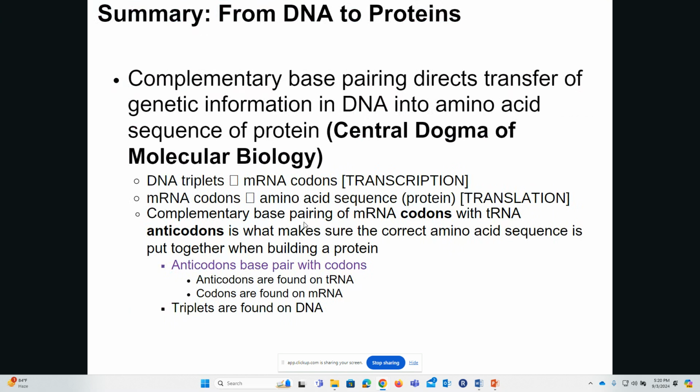We have the protein. During this entire process, complementary base pairing directs the transfer of genetic information in DNA to amino acid sequence. So we go DNA triplets to mRNA codons, and that's transcription, and mRNA codons to amino acid sequence, or protein, is translation. It's triplets in DNA, codons in mRNA, and anticodons in tRNA. And anticodons pair with codons. And we still use base pairing rules, but keep in mind base pairing rules are slightly different in RNA. A, or adenine, pairs with uracil in RNA, and A, or adenine, pairs with T, or thymine, in DNA. So that's kind of a summary of how we're getting from DNA to proteins.